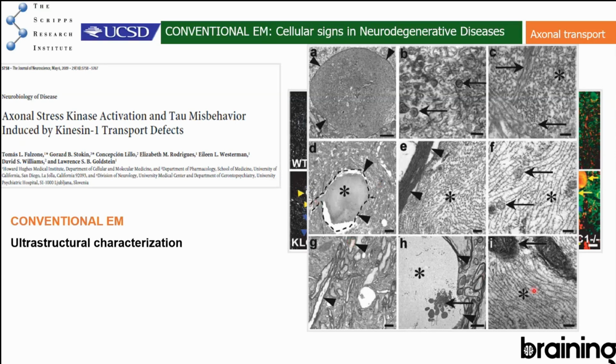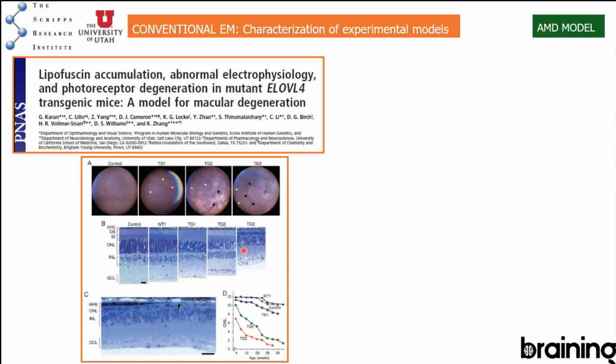And actually we saw that they were microtubules and some vesicles and so on. So as before, you can correlate the light microscopy findings with the electron microscope. So you can actually characterize what is inside those balls that we were seeing in this animal model. Okay. So another one is an AMD model.